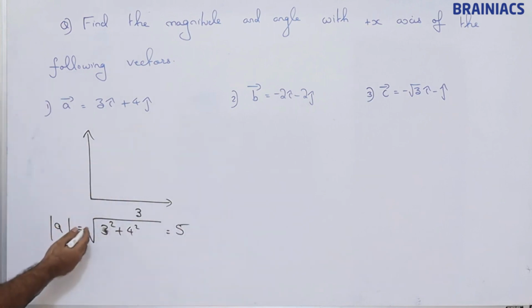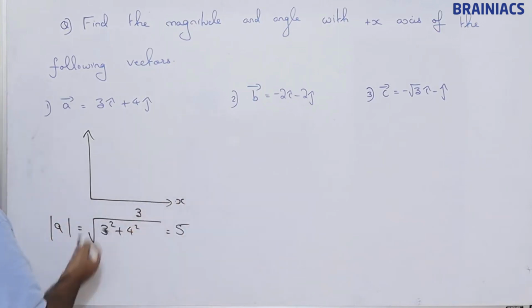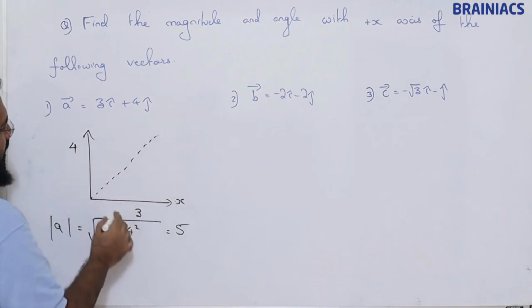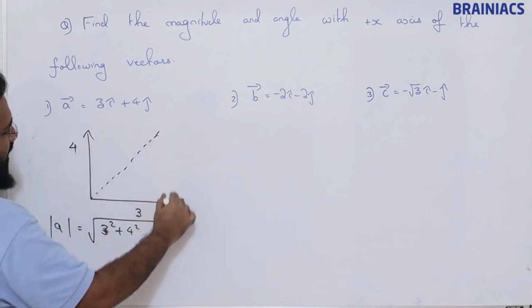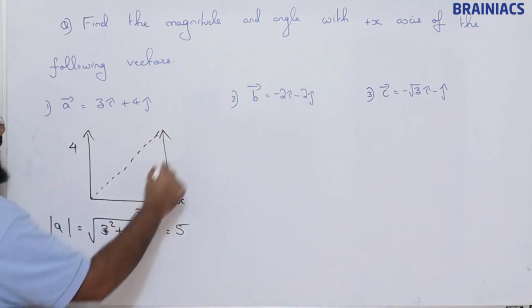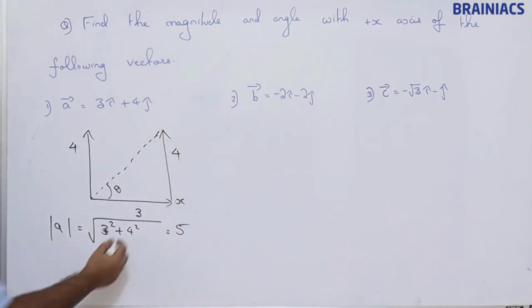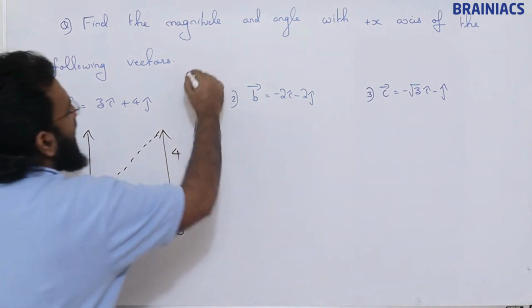Now what is the angle with the positive x-axis? The positive x-axis is this one. What is the angle of this vector with the positive x-axis? With parallel shifting, we can place this vector here. So this is 4, and this is theta. So tan theta, how to find the direction? Tan theta is equal to 4 by 3. So remember this triangle always.